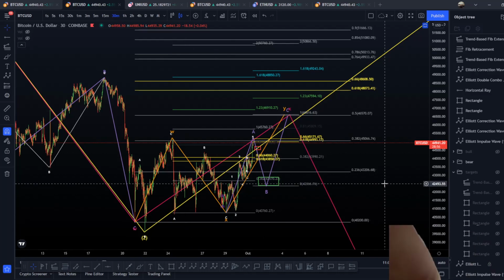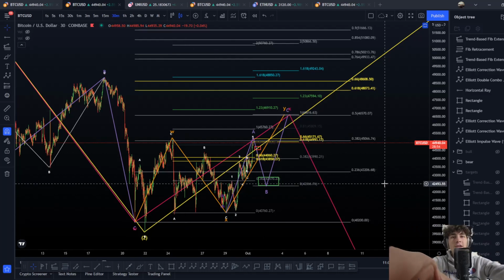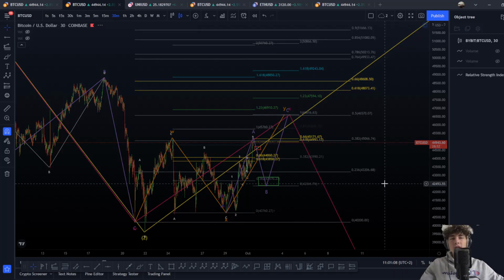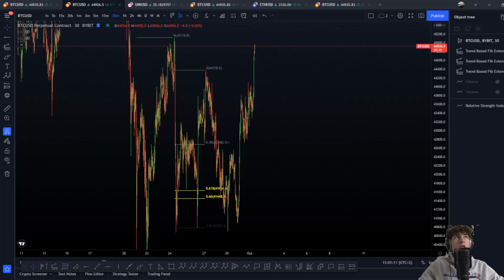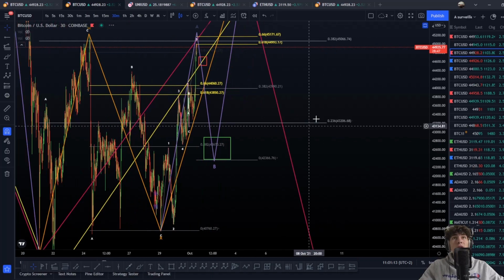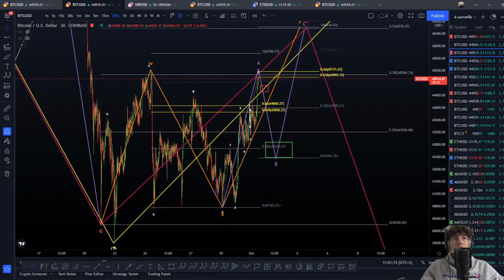Oops, sorry about this, my camera just. All right, we're good normally. I'm just going to check really quickly on TradingView and OBS. Okay, we are good.